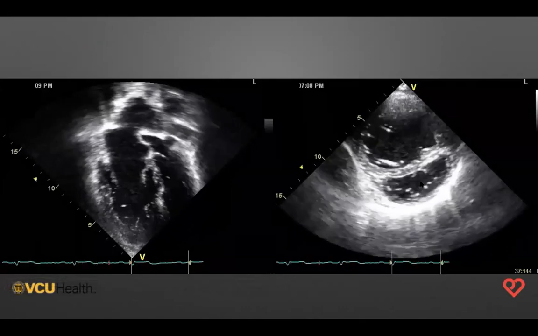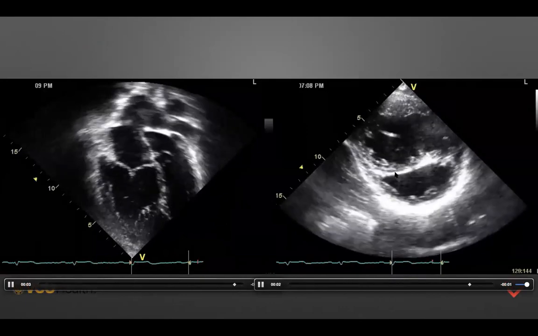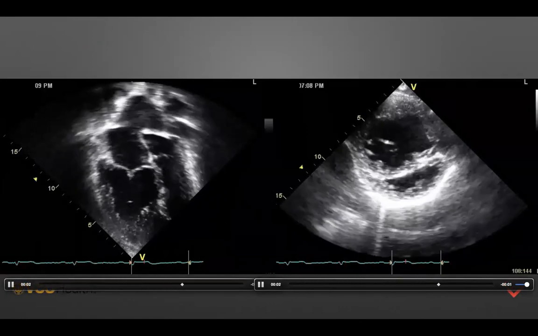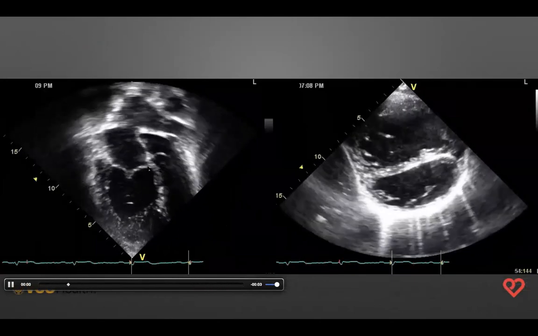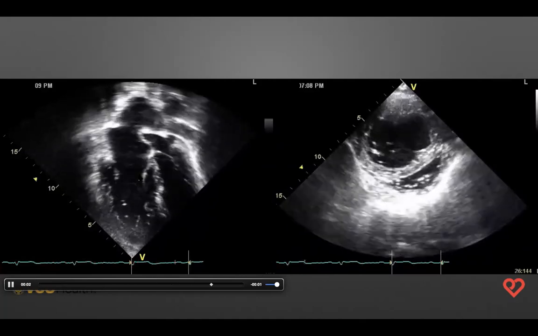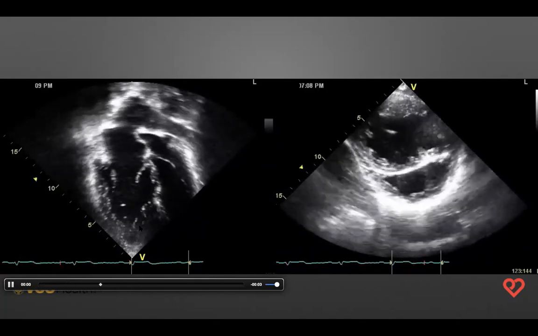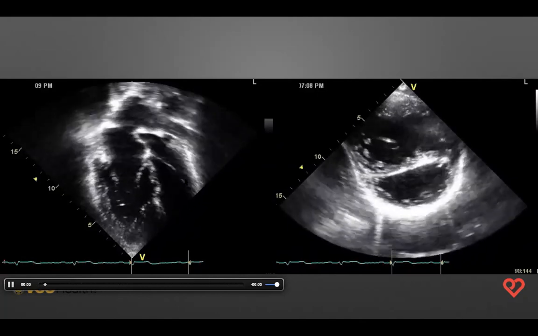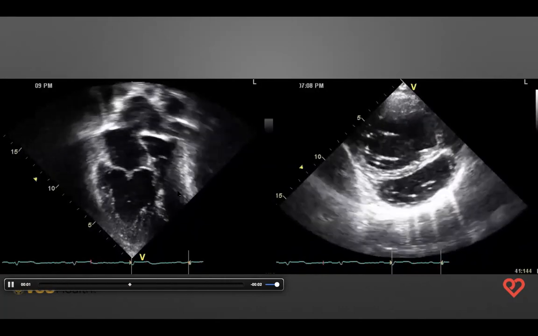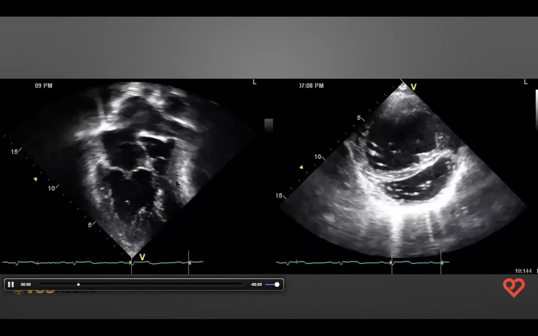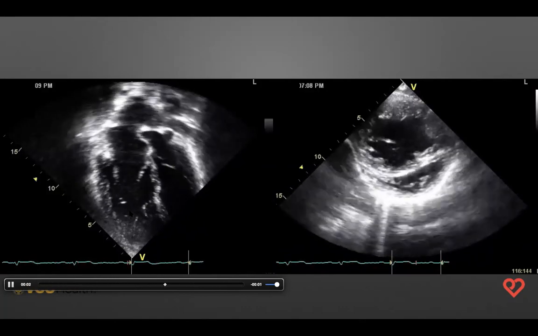So let's look at these two images. We have an apical four-chamber and a parasternal short axis. In the apical image, this is the tricuspid valve. Generally, it is more apically displaced, and therefore this is the tricuspid valve. The valve always travels with the ventricle, so this is your right ventricle. This is your left ventricle, and here's your mitral valve. So in detransposition, the left ventricle is connected to the pulmonary artery, and the right ventricle is connected to the aorta.